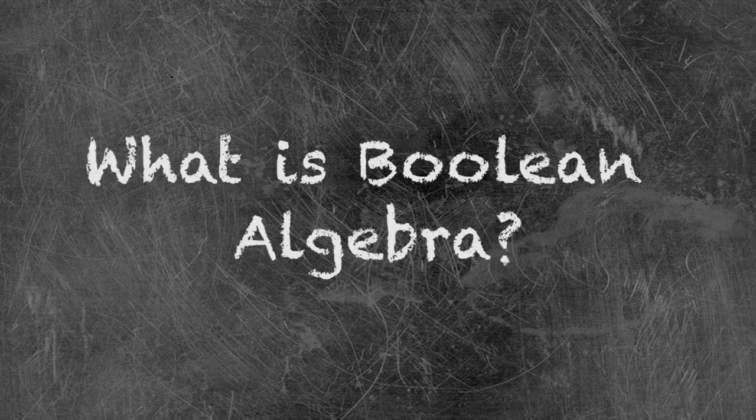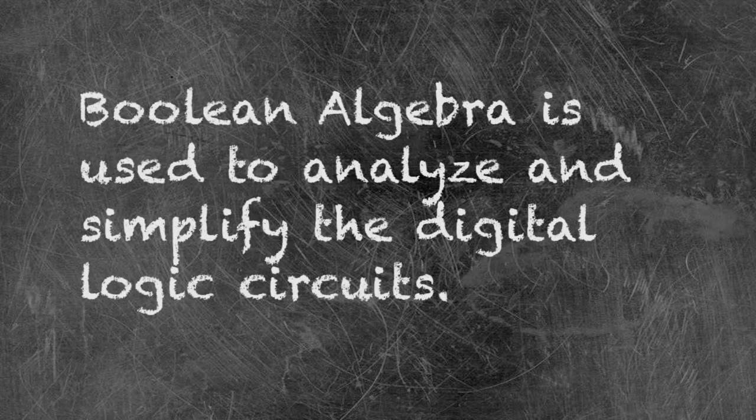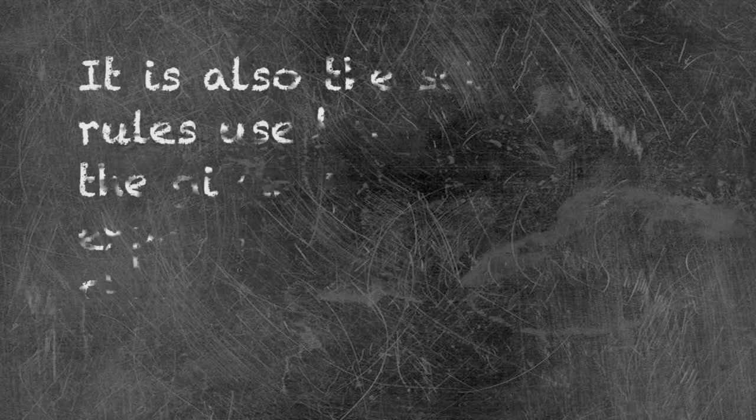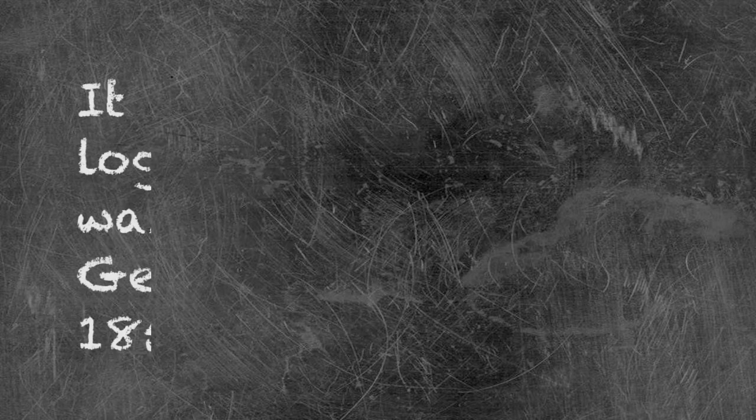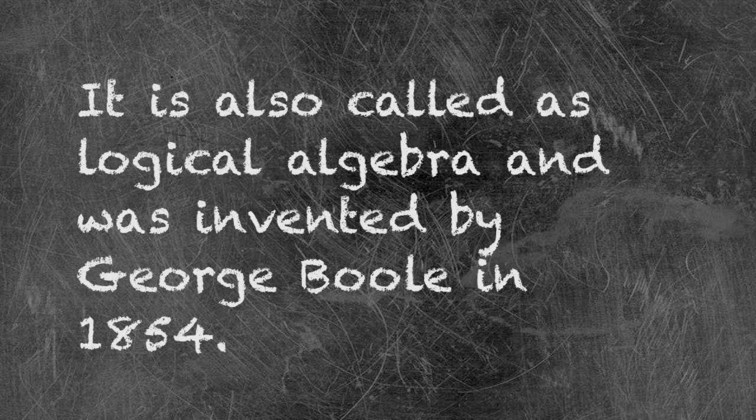Then let us define what Boolean algebra is. Boolean algebra is used to analyze and simplify digital logical circuits. It is also the set of rules used to simplify a given logic expression without changing its functionality. It uses only the binary numbers 0 and 1. It is also called logical algebra. It was invented by George Boole in 1854.